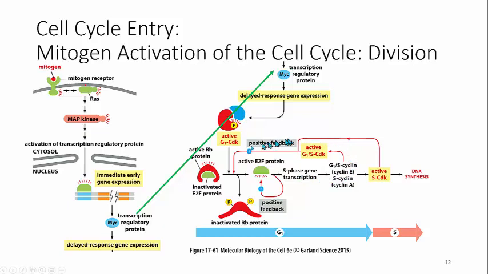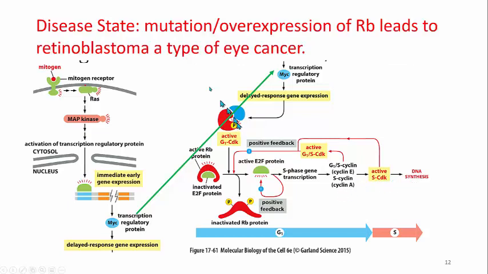As more cyclins are produced, we get more RB protein phosphorylated and inactivated. This is a positive feedback loop, pushing the cell further and further toward DNA synthesis. A disease state that is associated with this RB pathway is retinoblastoma. It's a type of eye cancer.